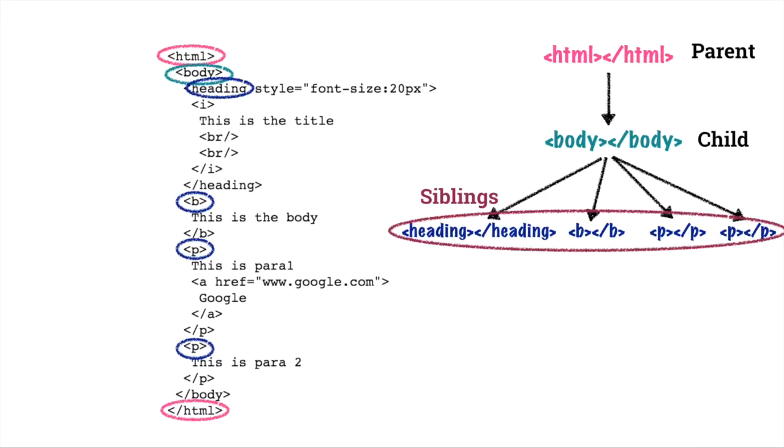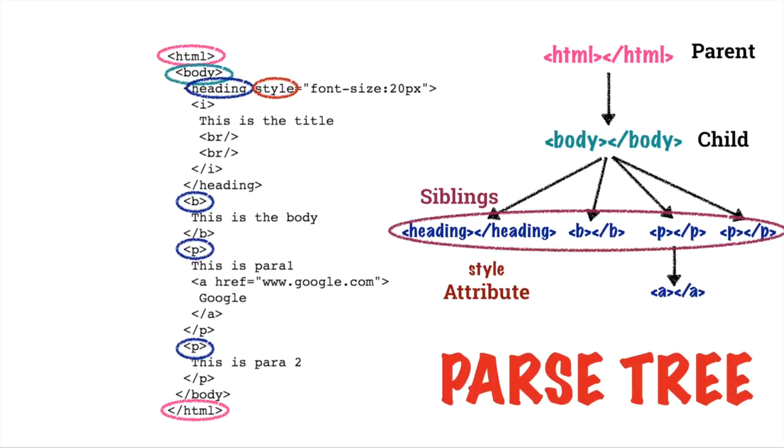Now within the first paragraph, there is a link to Google, which is basically enclosed in A tags. So this is a child of the P tag. Now we have some attributes like the style, which specifies the font size, or you could have something like an ID. All of these are attributes of the heading tag, and you can access them using Beautiful Soup. Text is also an attribute that you can access using Beautiful Soup. So this is the parse tree that Beautiful Soup creates when you create a soup object out of an HTML text.